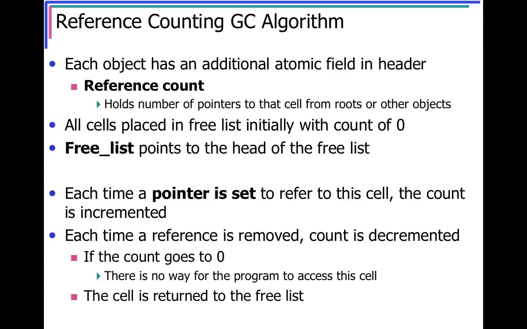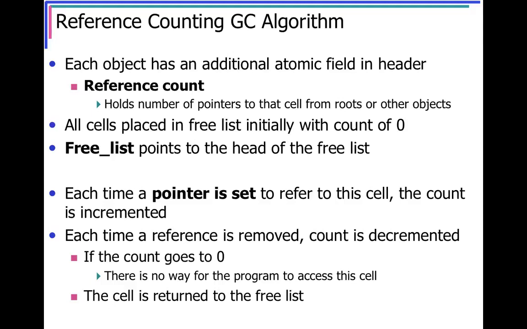The first basic garbage collection algorithm is reference counting, and the idea here is that we're going to add an atomic field to the header of every single object, and that field is going to hold the reference count for that object. That is the count at a particular program point of all pointers to that object from roots or from other objects in the program. All cells in the free list, or all objects on the free list, have a count of 0. There is a head of the free list stored in some variable or some register that the runtime can get to, so that we can easily allocate new objects from the heap.